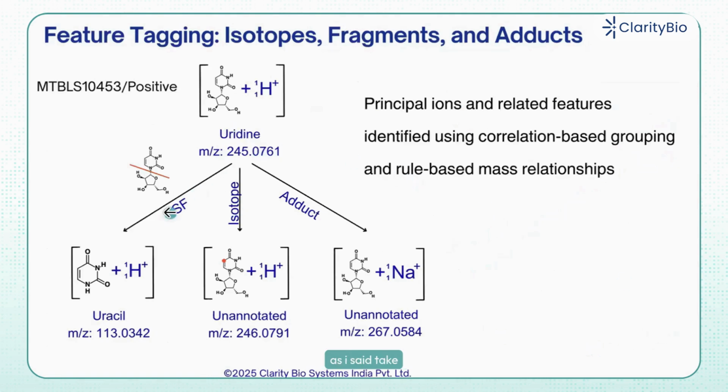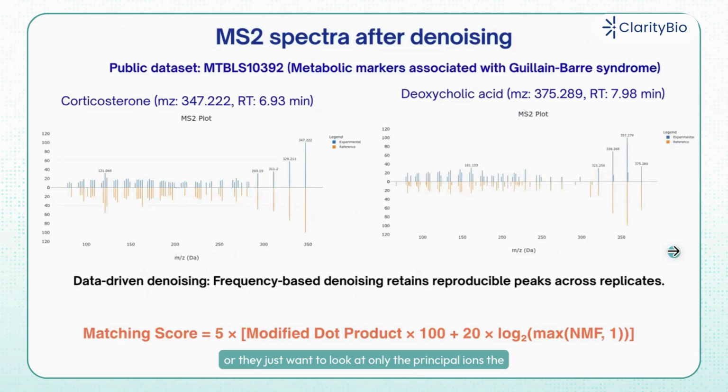Then, as I said, take an example of uridine. It would have an in-source fragment of uracil, an isotope where M+1 is present, an adduct where a sodium ion is present in place of a proton. So all these can be tagged as the respective ones, and then the user can decide whether they want to include the tagged redundant ions, or they just want to look at only the principal ions.